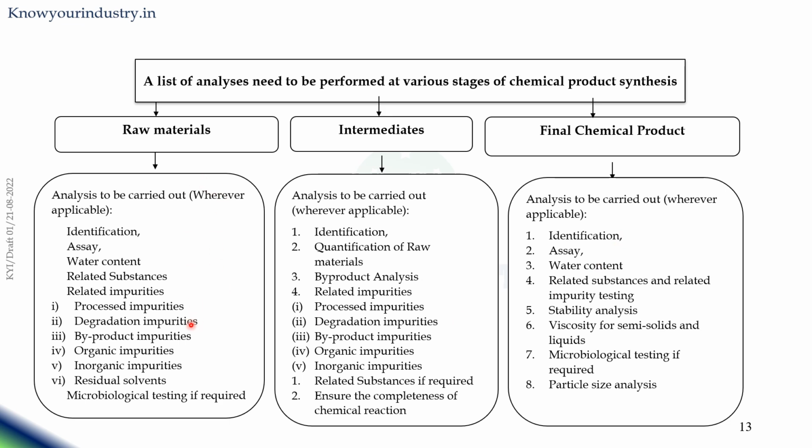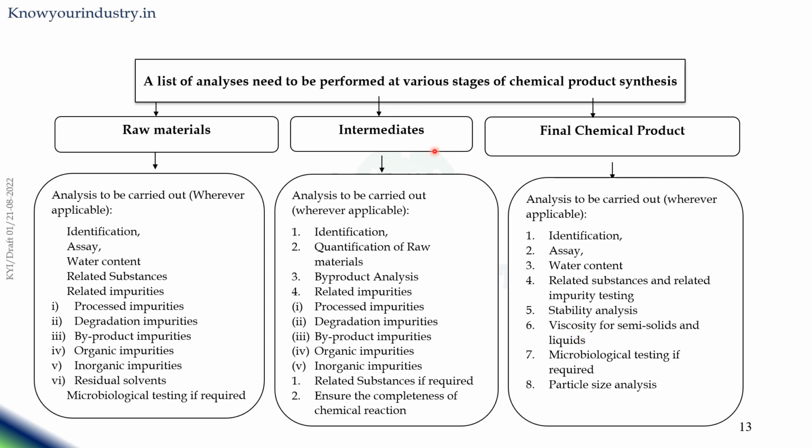So the raw materials will be checked first, then the intermediates, then the final product will be checked through analysis for various parameters, including identification, water content, process impurities, degradation impurities, then related substances, byproduct impurities, organic impurities. Then the finished product will also be tested for various stability analyses, microbiological testing, particle size analysis, etc., whichever is appropriate for the particular product.